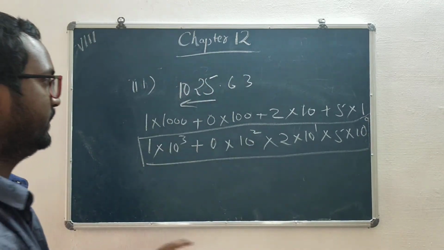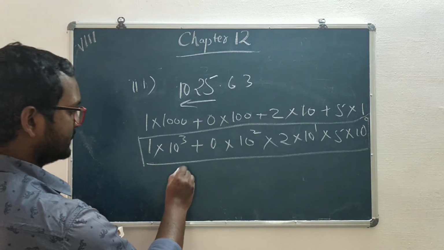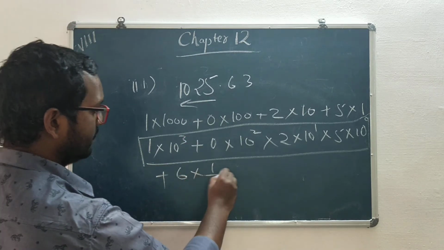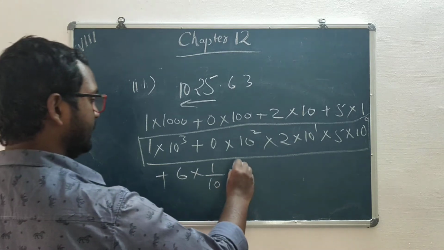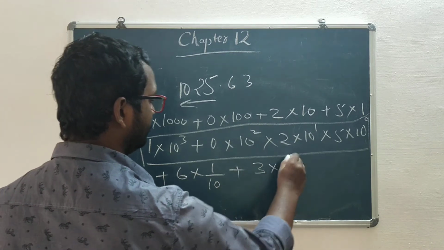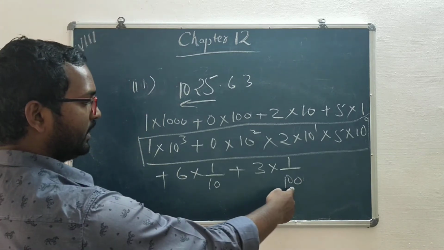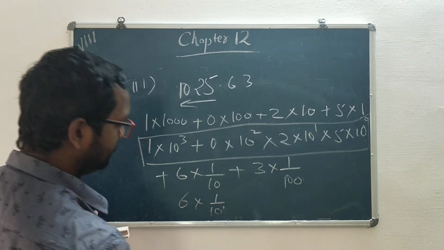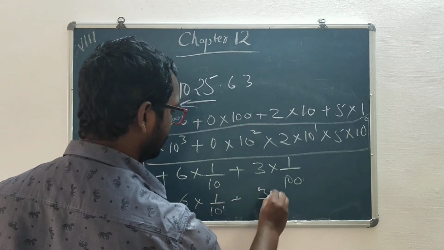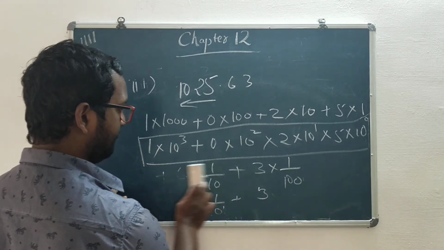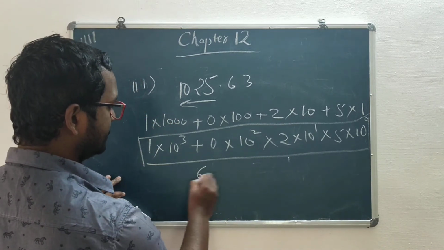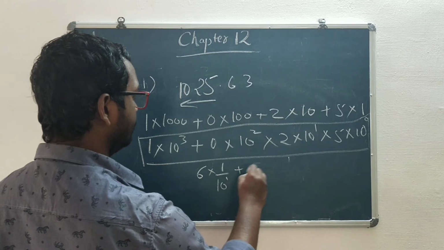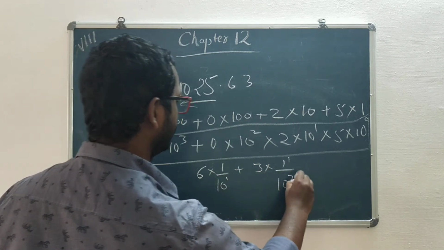Whereas the decimal part we have to do this way. Decimal part will be plus 6 into 1 by 10 plus 3 into 1 by 100. Now remember 1 by 100 can be expressed as 1 by 10 power 2. So this will be expressed as 6 into 1 by 10 power 1 plus 3 into 1 by 10 power 2.